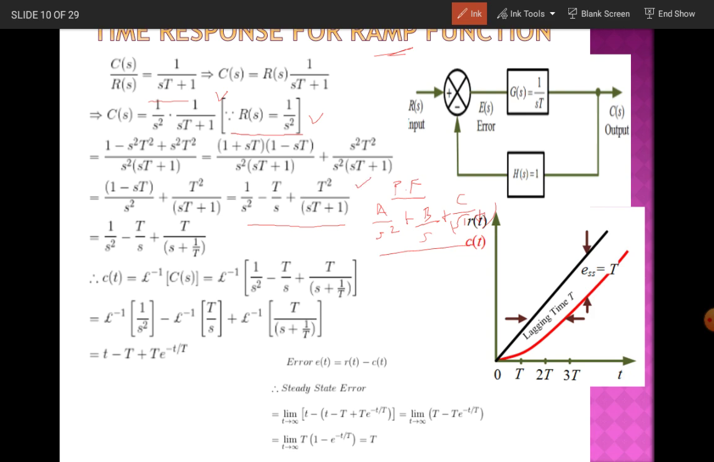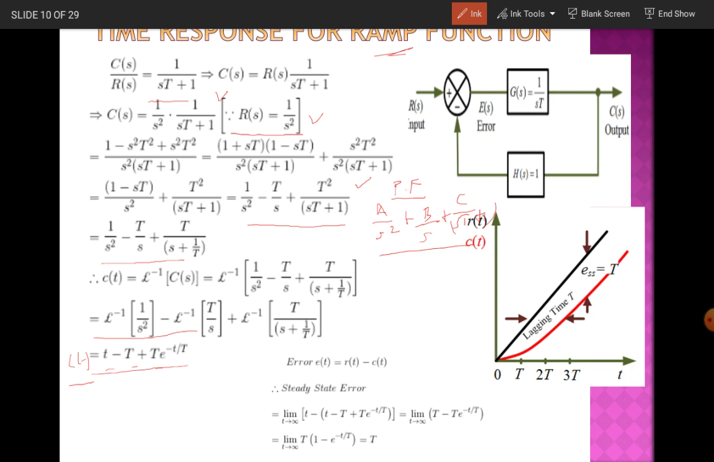Once we know all the constants, we can easily take the inverse Laplace transform. The inverse Laplace transform of 1/s² is t. Then the inverse Laplace transform of 1/(s+1/T) is e power minus t divided by T. So this is the expression of the time response for the first order system with the ramp input.